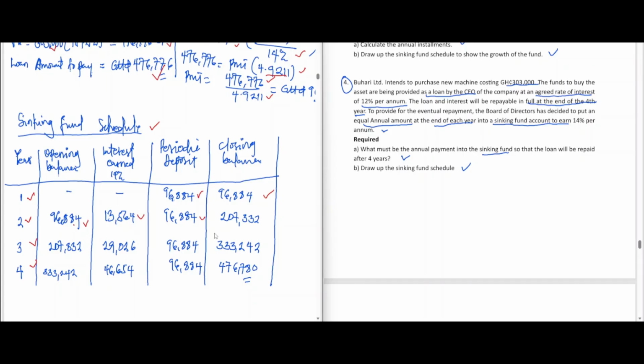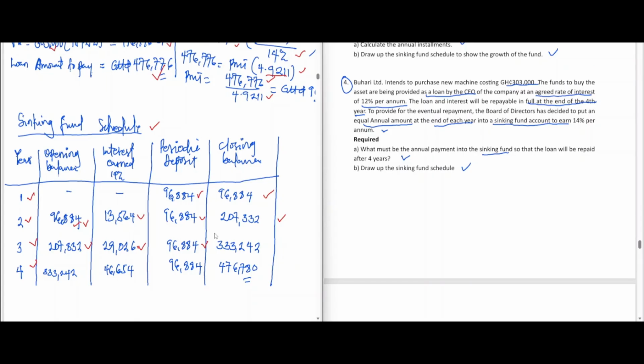Then we are making an annual deposit of 96,884. So when we add 96,884, which is the opening balance, plus the interest of 13,564, plus the periodic deposit of 96,884, we'll get our closing balance of 207,332, right? So 207,332 will now become the opening balance for the next year. We'll calculate 14% interest on it, which will get 29,026. So we are making another deposit of what? 96,884.